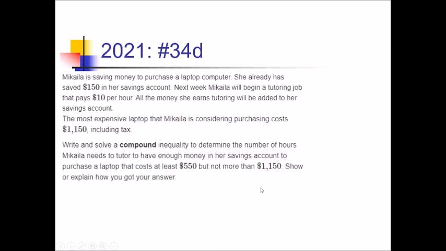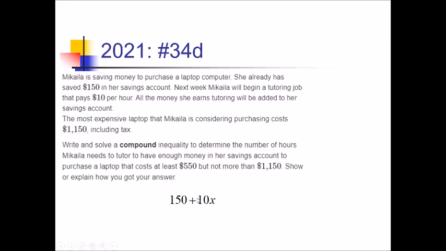For the last part of the problem, we're told that the most expensive laptop Michaela is considering is $1,150. This time we want a compound inequality to figure out the number of hours she needs to tutor to have enough money for that minimum cost laptop, but not more money than the maximum cost. So we will start again with the expression for how much money she's got.